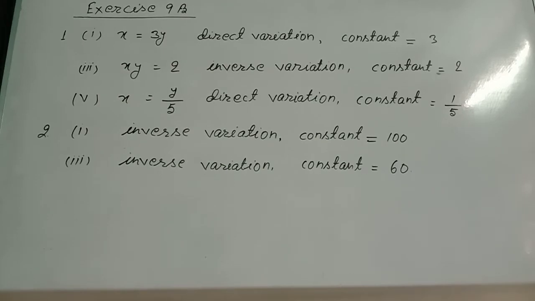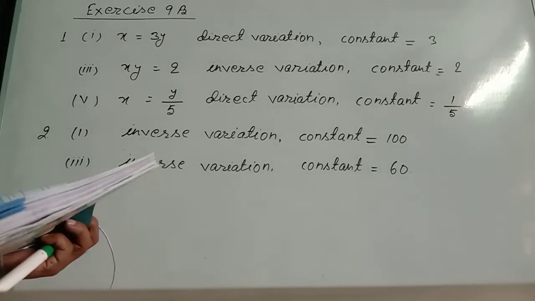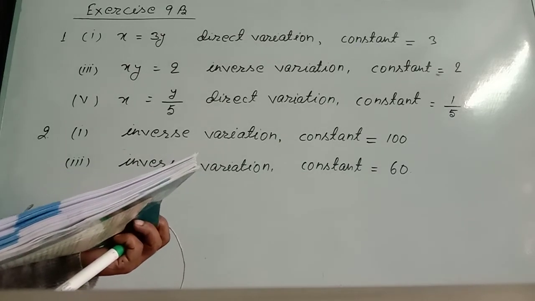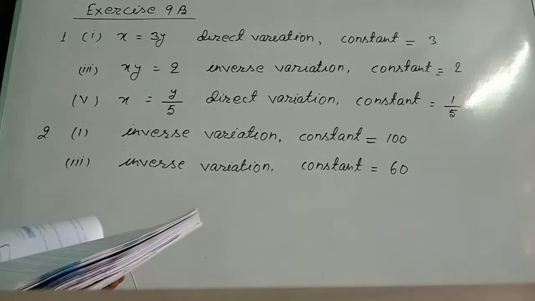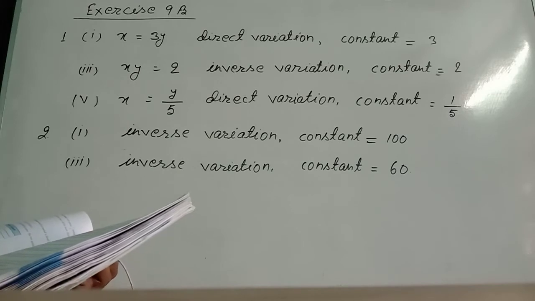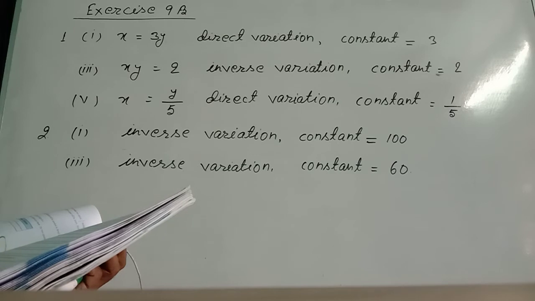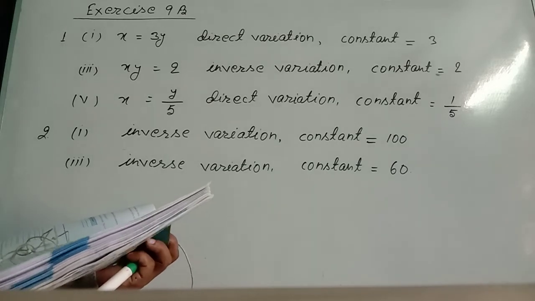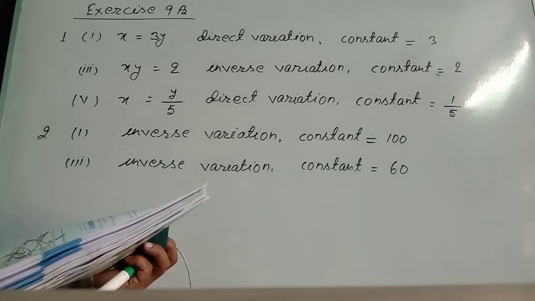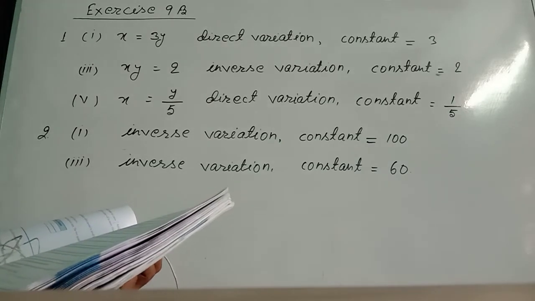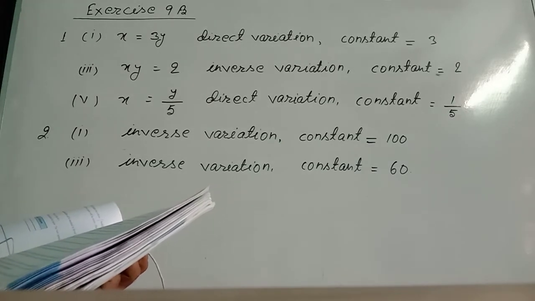Let us start exercise 9B. In question number 1, in the given equations, in which cases do the two variables vary in direct proportion? Find the value of the constant. Roman number 1 is x equal to 3y. x equal to 3y means if the value of x increases, then the value of y will also increase. So this is in direct variation, and here the constant is 3.